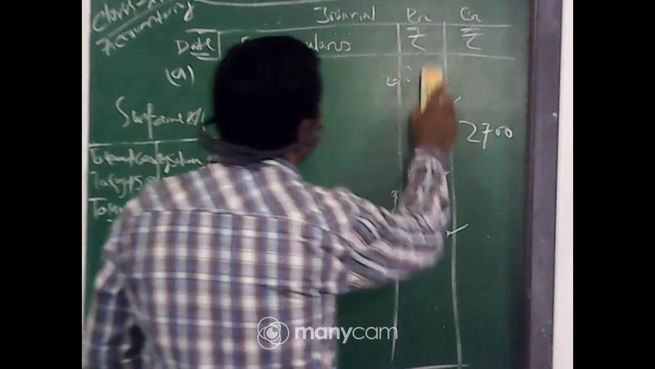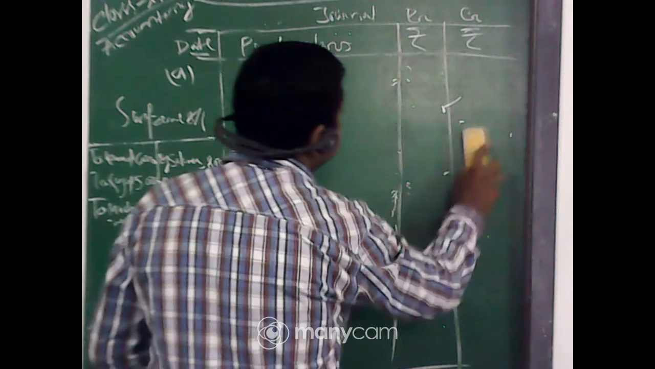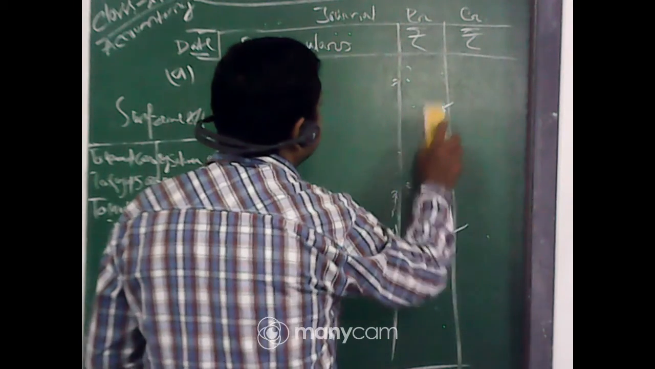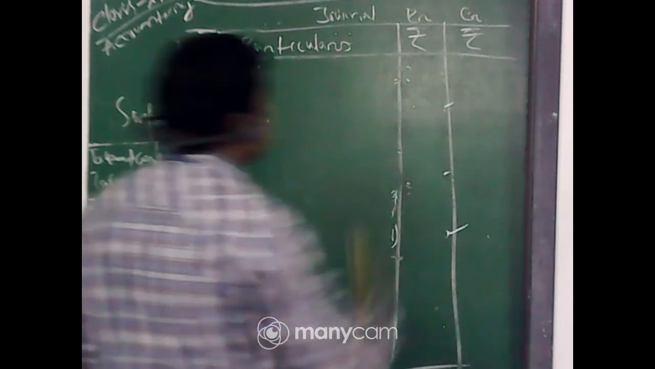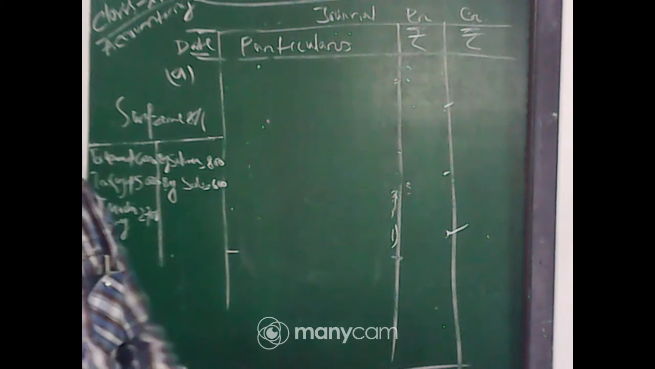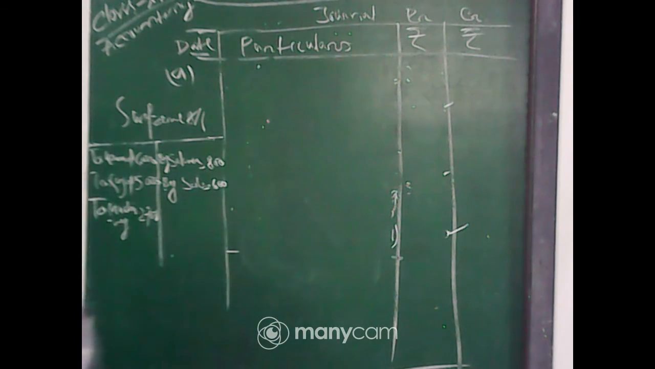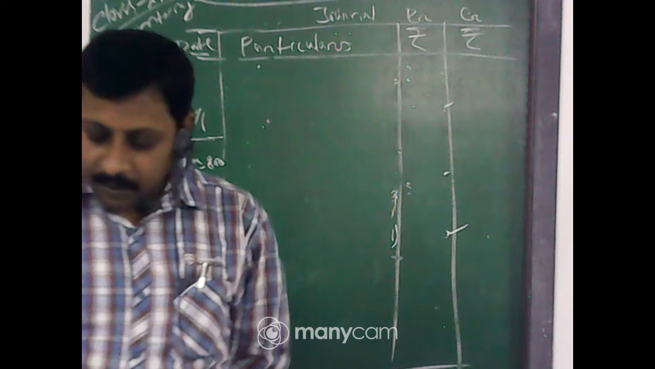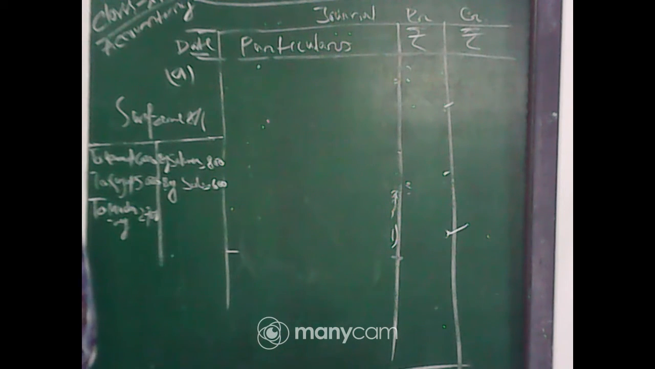Now come to the next error of this problem, that is, sale of old car for rupees 10,000. Sale of old car is actually our fixed asset. What will be the right entry for sale of old car?